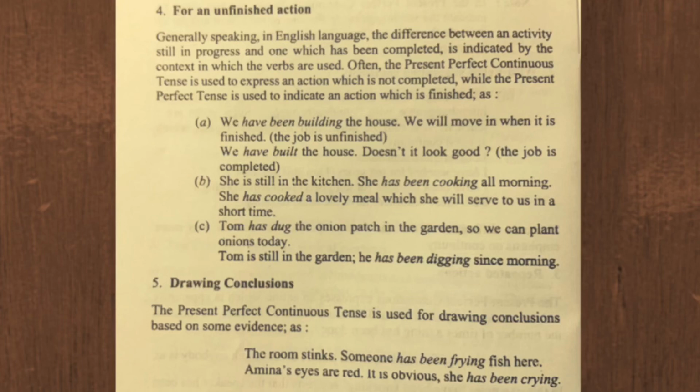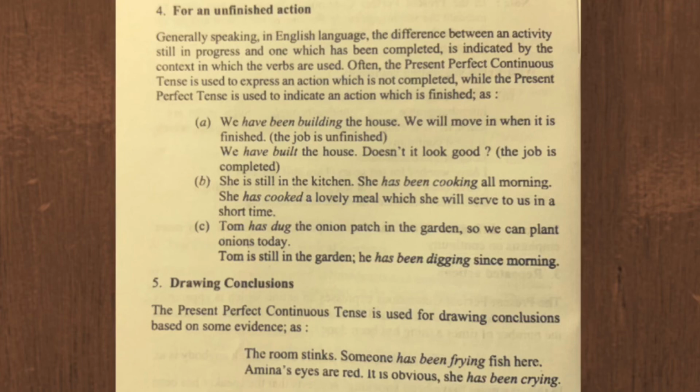She is still in the kitchen. She has been cooking all morning. She has cooked a lovely meal which she'll serve to us in a short time. Tom has dug the onion patch in the garden, so we can plant onions today. Tom is still in the garden. He has been digging since morning. So these were the examples for present perfect continuous tense for an uncompleted action and present perfect tense which is used to indicate the finished action. I hope you understood.